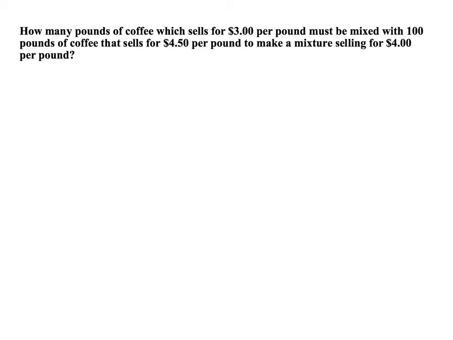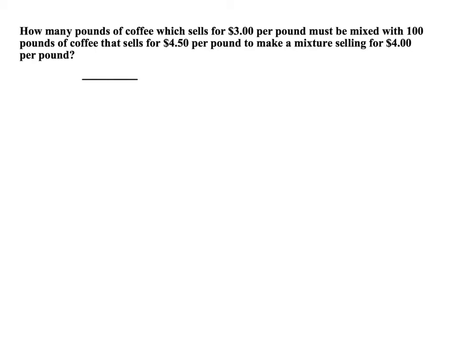Here is another mixture problem, but this time I am going to do it by going straight to the chart. How many pounds of coffee, which sells for $3 per pound, must be mixed with 100 pounds of coffee that sells for $4.50 per pound to make a mixture selling for $4 per pound?